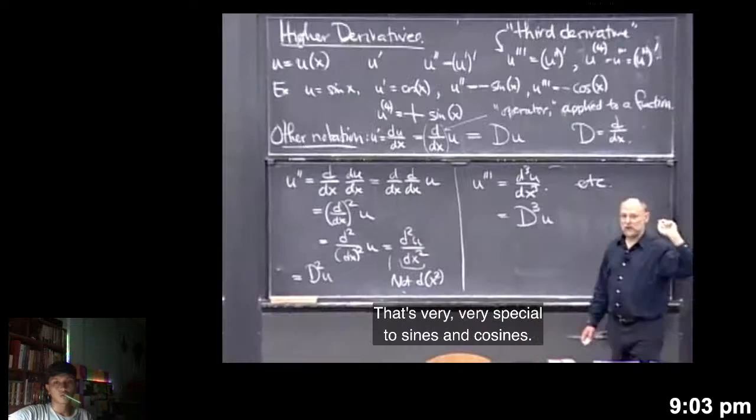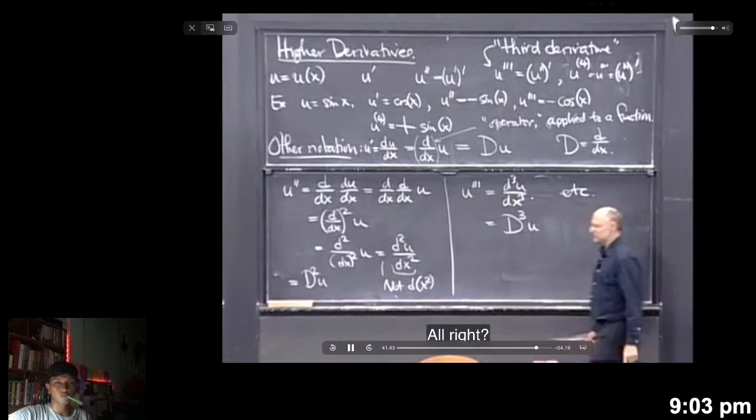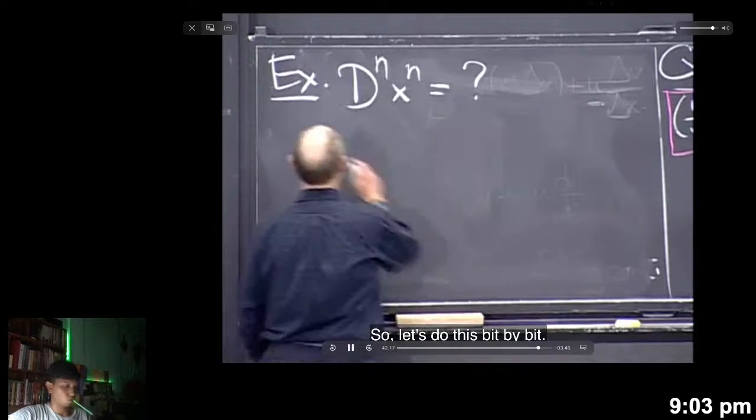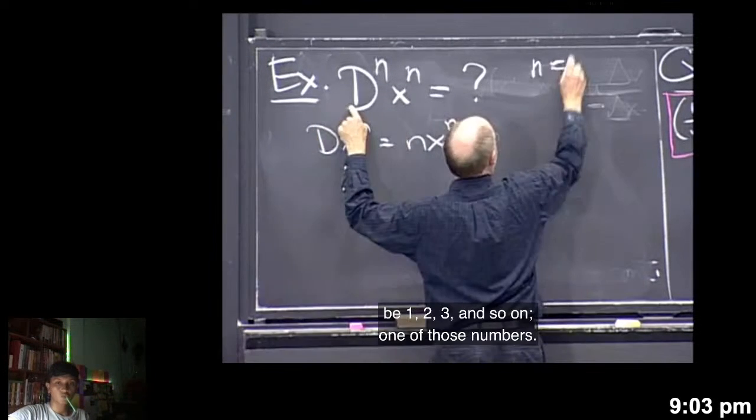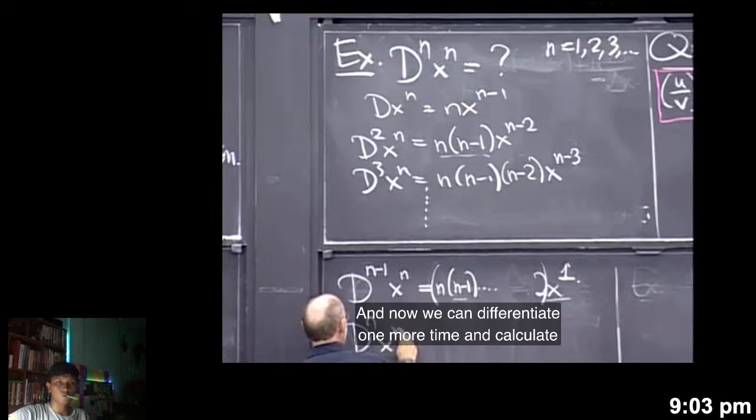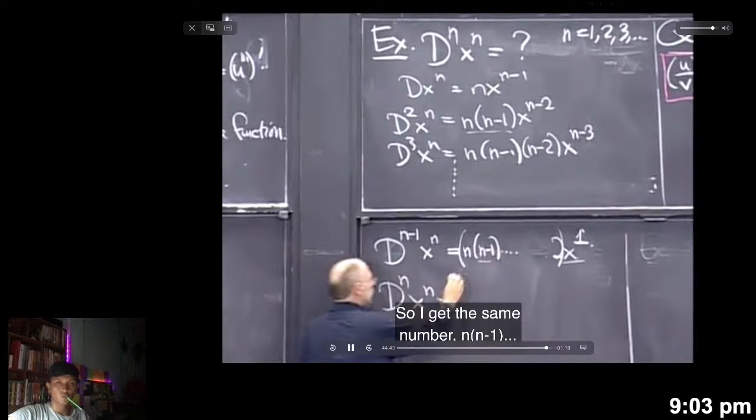Right. So let's do this bit by bit. What's the first derivative of x to the n? Now, for this application, I want to take n to be 1. One comes squared to the n, and calculate what d^n x^n is. So I get the same number, n times n minus 1, and so on, times 2, and then I guess I'll say times 1.